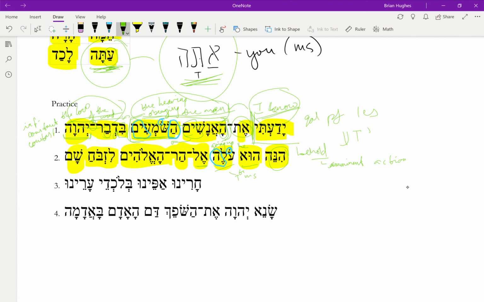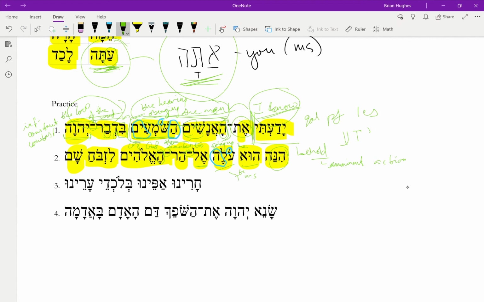El is to or toward. Har Elohim is the mountain of God. So we get mountain of. We have these maqefs, which, at least for this noun, are telling us that it's in the construct form. So mountain of God. This is definite, so the mountain of, we could say of God or the God.